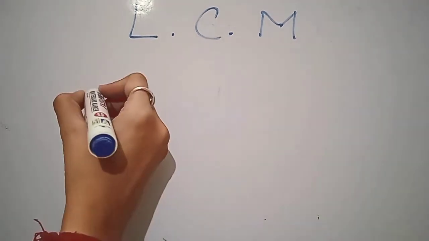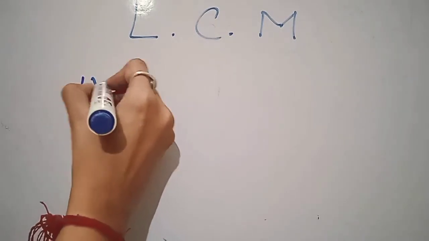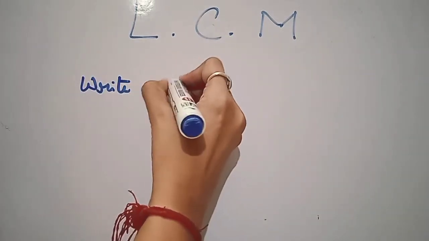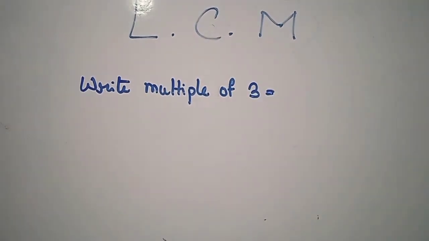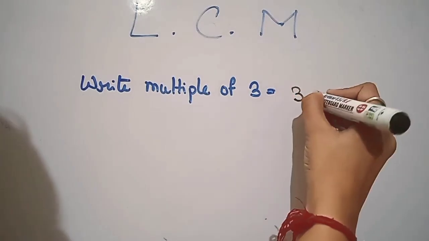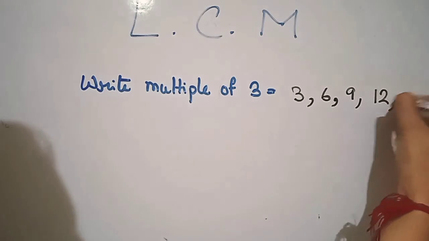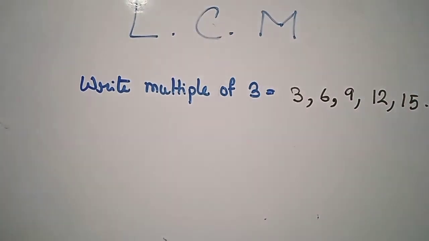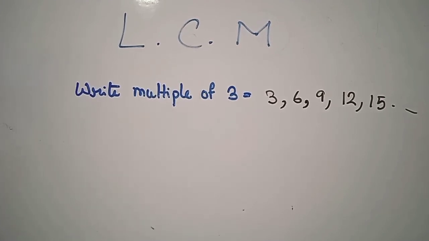First, what is a multiple? Suppose I have to write the multiples of 3. That means I have to write 3 ones are, 3 twos are, 3 threes are, 3 fours are. So 3 ones are 3, 3 twos are 6, 3 threes are 9, 3 fours are 12, 3 fives are 15, and so on. So I think you understand the meaning of multiple.